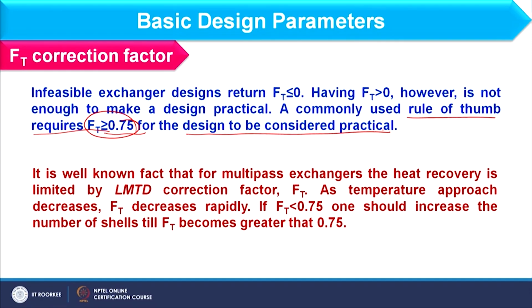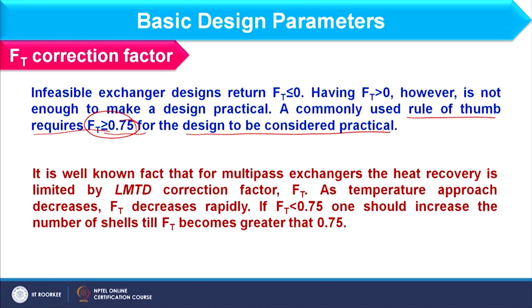Here I have considered one shell and two tube passes. If one shell remains and I keep increasing the tube passes, the hot fluid will pass through the shell only once. So no change will occur in the fluid flowing on the shell side. So, if I have to improve the temperature cross, I have to increase the shell passes.